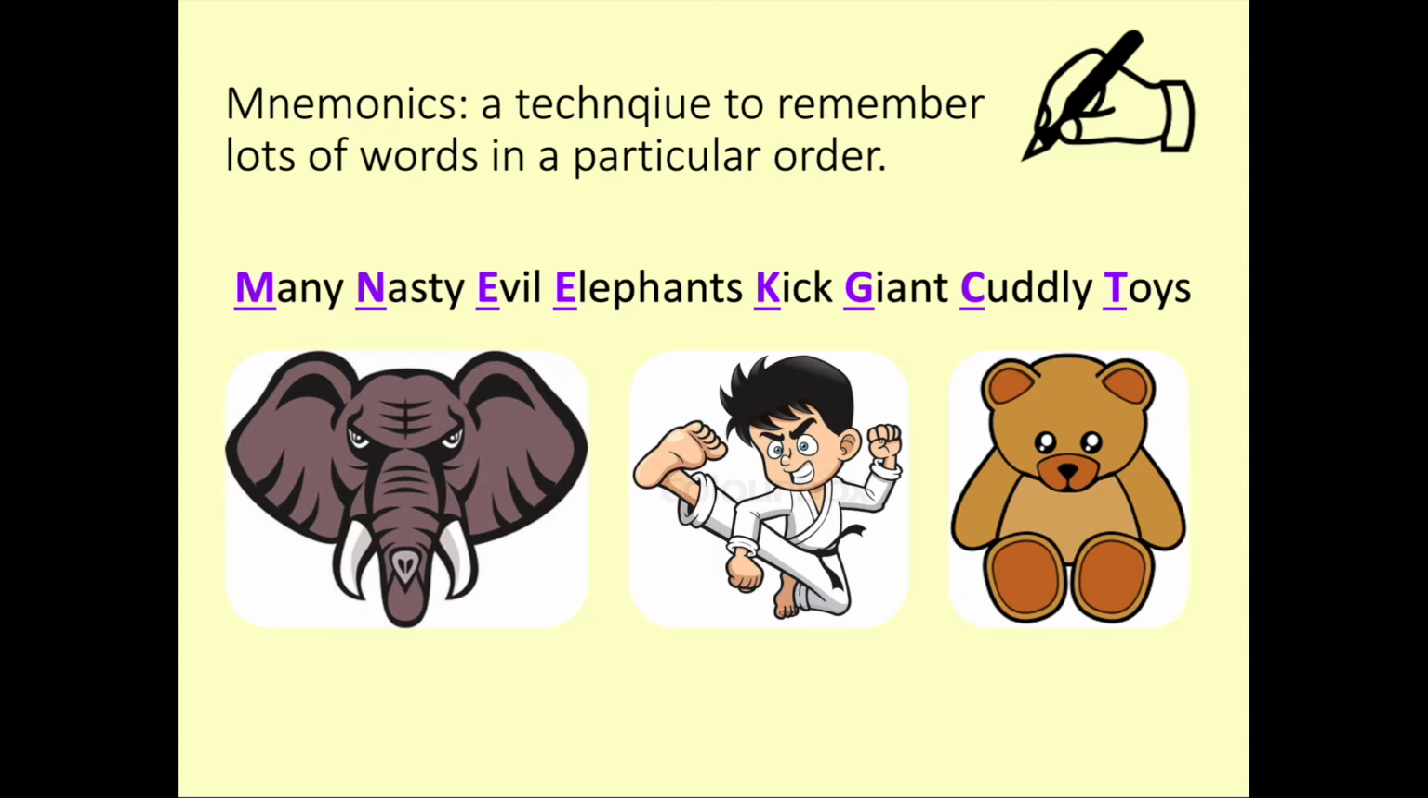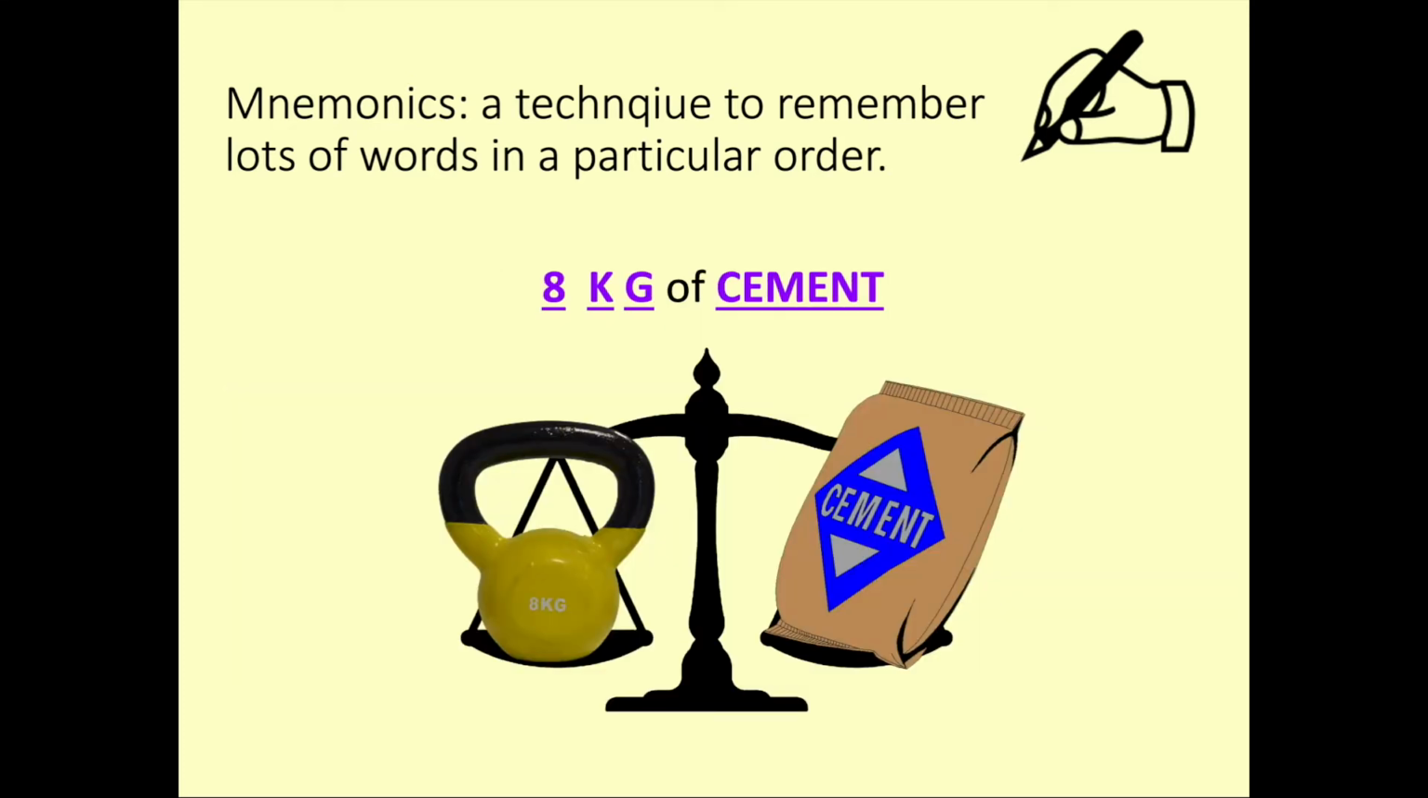So one example here is many nasty evil elephants kick giant cuddly toys. And you'll notice here, again, we can supplement that with an image that's going to help us remember that mnemonic. An alternative one is 8 kilograms of cement. And here we've got the kg and the cement, which are those starting letters for our different stores. So we're going to start talking about each of the different stores in turn now.